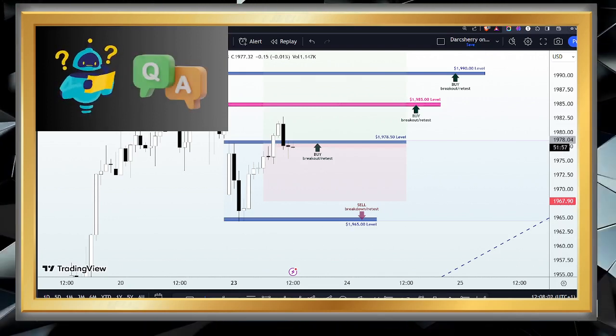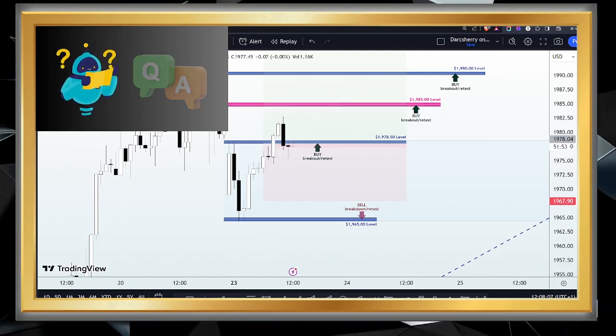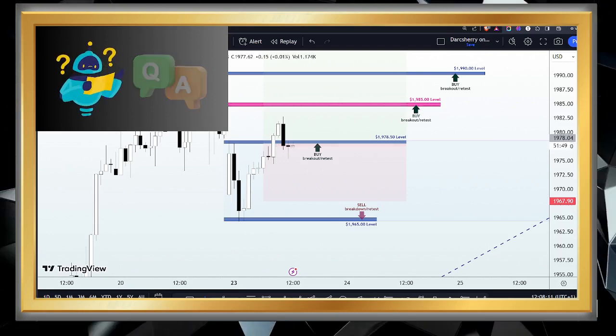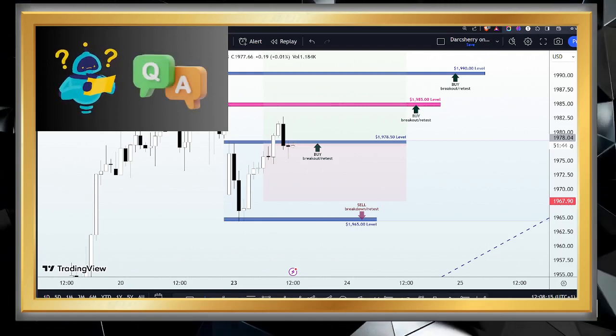Let's allow our structures to mature before we jump into any positions, and I do hope you are able to mark out these levels as we have marked them out, and let's wait to see how the market participants will react to these structures we have on our charts.